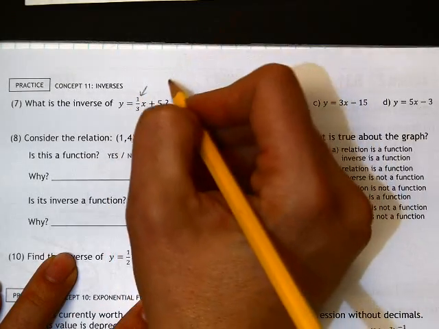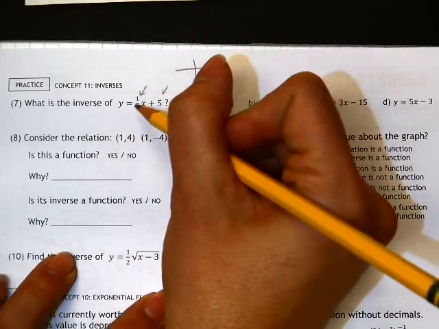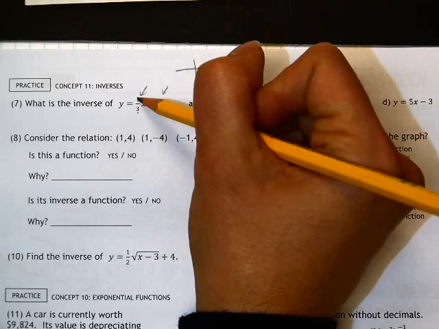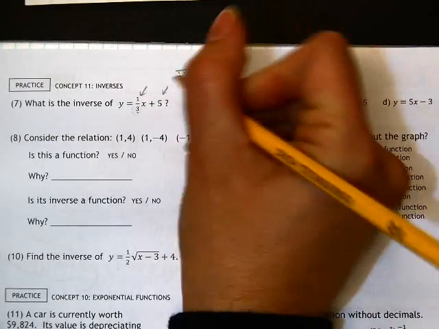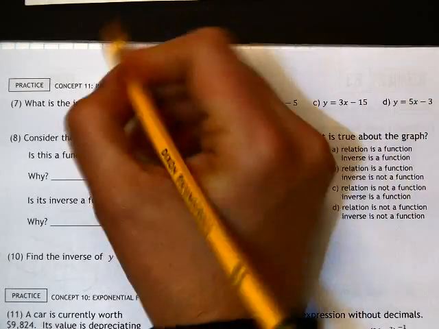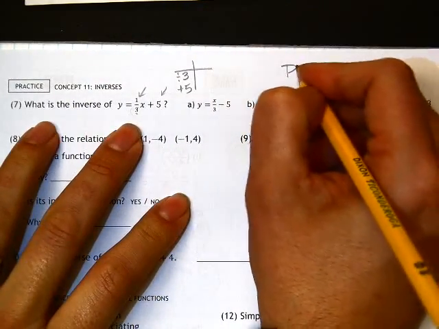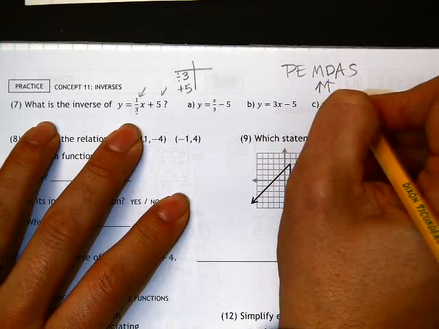So here we have multiplication and addition. Multiplication comes first. It's also really kind of division if you think about it. I'm really dividing by 3. So I'm going to say that really what I'm doing is dividing by 3 first and then adding 5. That is the correct order of PEMDAS. Multiply or division and then addition.